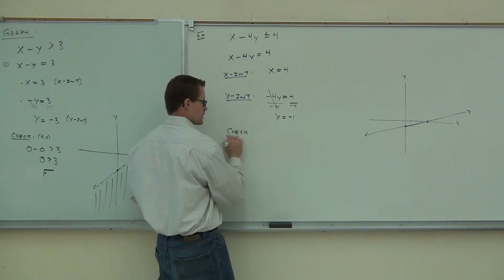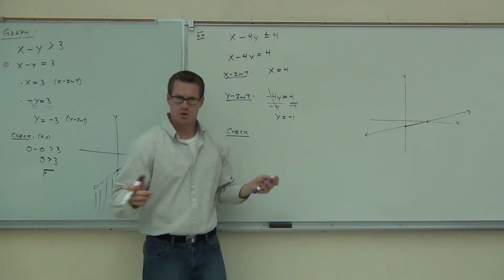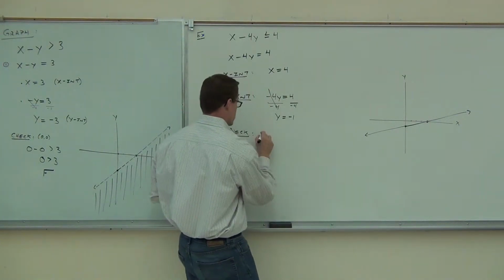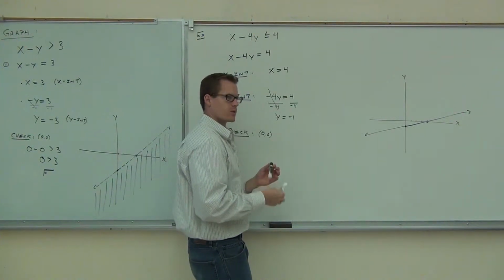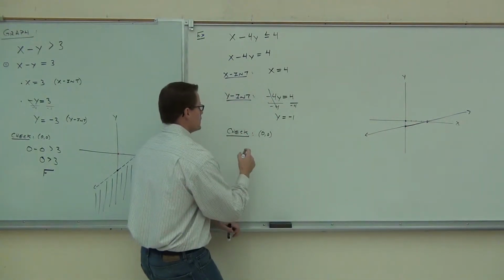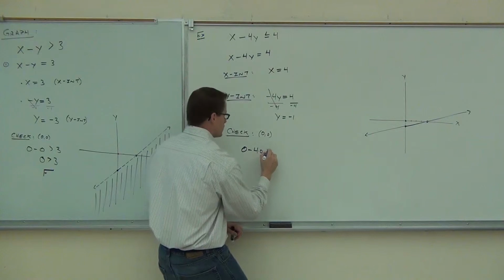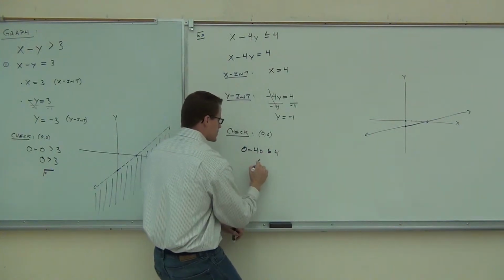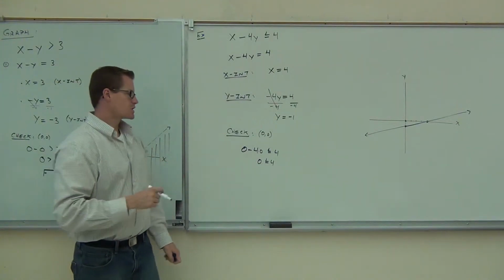And you're going to tell me the point that you are checking. What point are you checking here? 0, 0. If it doesn't go through the origin, check 0, 0. That makes an entire side of your standard form equation 0. We like that. So we're checking that point. So we're going to have 0 minus 4 times 0 is less than or equal to 4. So 0 is less than or equal to 4. You got to be able to tell me whether that's a true statement or a false statement.